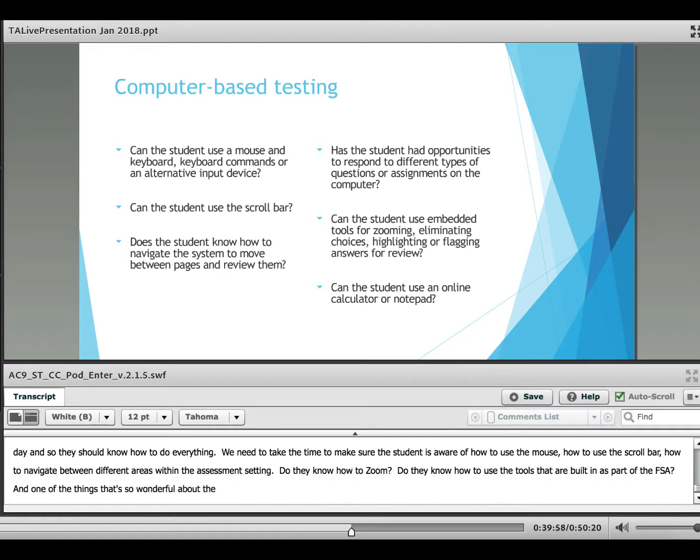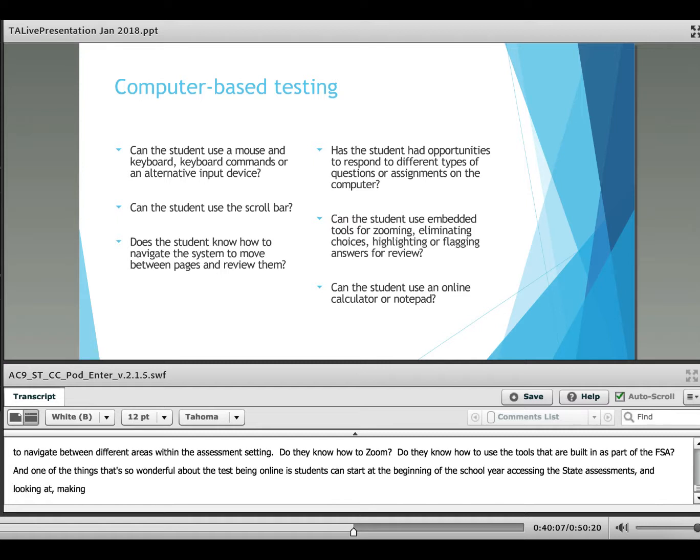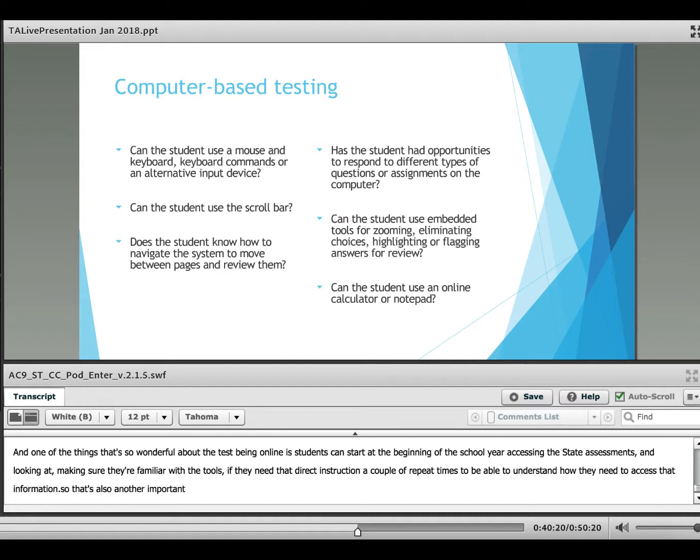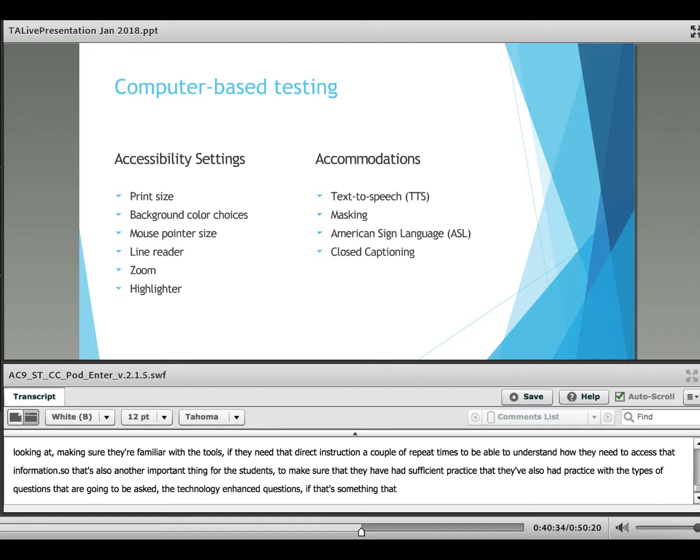And one of the things that's so wonderful about the test being online is students can start at the beginning of the school year accessing the state assessments and making sure they're familiar with the tools. If they need that direct instruction a couple repeat times to be able to understand how they need to access that information. So that's also another important thing for the students, to make sure that they have had sufficient practice, that they've also had practice with the types of questions that are going to be asked, the technology enhanced questions, if that's something that the student is doing as well.